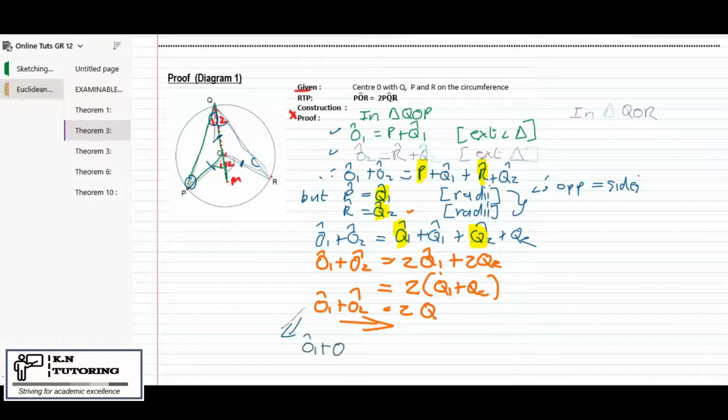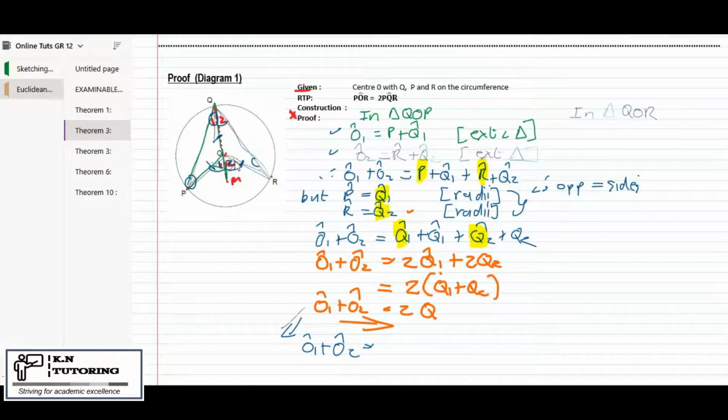O1 plus O2, what is O1 plus O2? How can I write this angle O1 plus O2? Because angle O1 plus O2 is this angle. So basically O1 plus O2 is this angle. So this is O1 and this is O2.